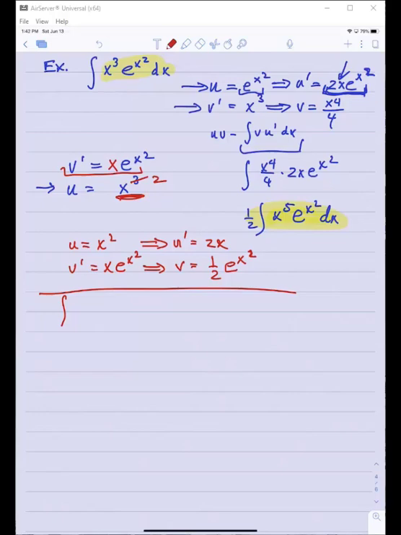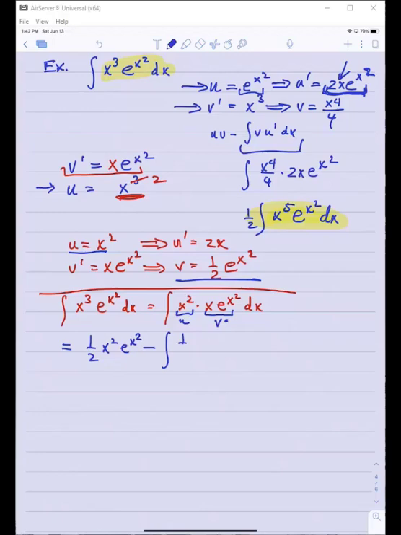Okay, let's run our formula. So we're saying x cubed e to the x squared dx, which I'm viewing as x squared times x e to the x squared. So again, I'm calling this the u, and I'm calling this the v prime. And when I do that, what do I get? I get uv, which is 1 half x squared e to the x squared, minus the integral of v, which is 1 half e to the x squared, du, or in other words, u prime, which is 2x. Okay, what does that give me? 1 half x squared e to the x squared looks like minus x e to the x squared.